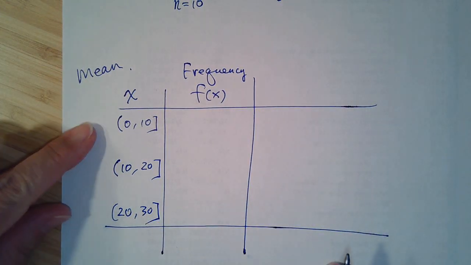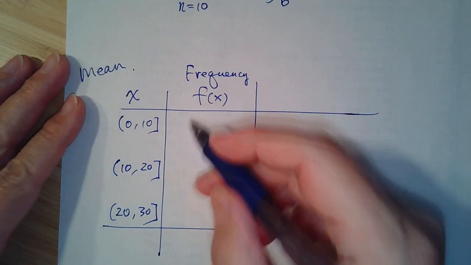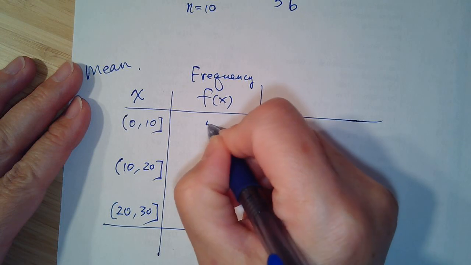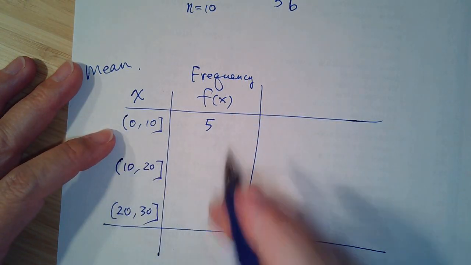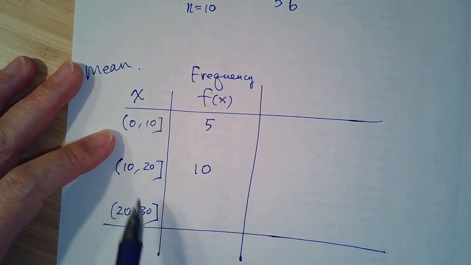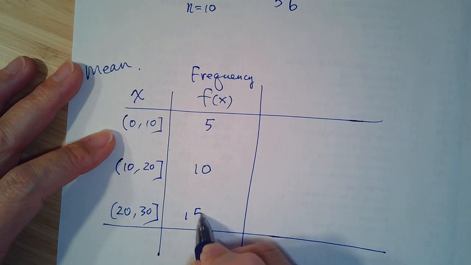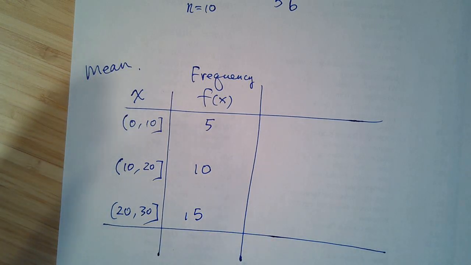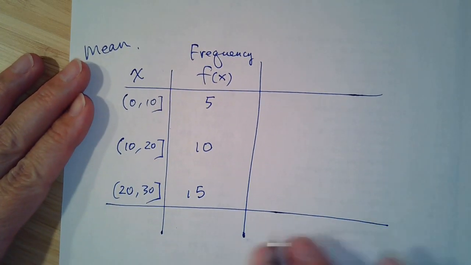And then they already put the numbers in the intervals. And then we have the frequency. See, we have 5 numbers between 0 and 10. We have 10 numbers between 10 and 20. And I have 15 numbers between 20 and 30. How do you find the mean if you're given this?